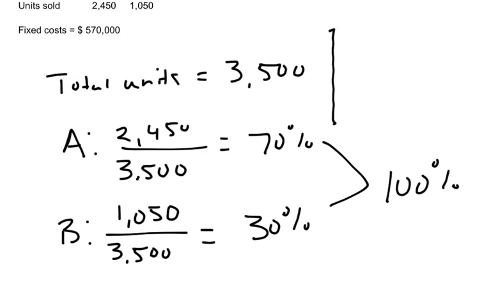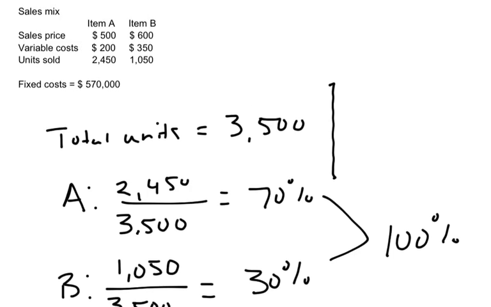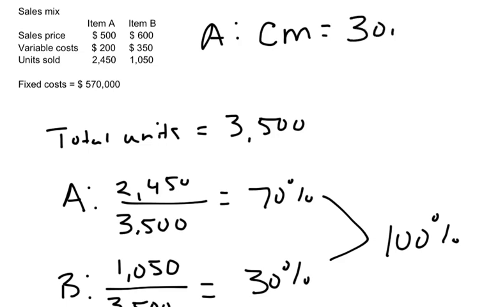Well, if we go back up, we see that our per unit sales price and our per unit variable cost, we know those already. So for item A, we have a contribution margin equal to $300. $500 minus the $200, that's $300 per unit. For item B, our contribution margin would equal $250 because we have a sale price of $600 and variable cost of $350. So those are our contribution margin per unit for each item.